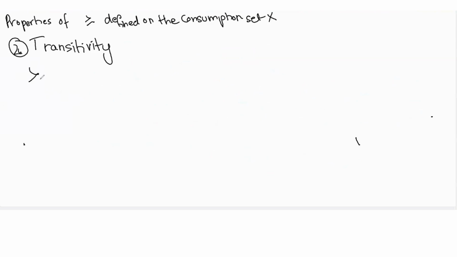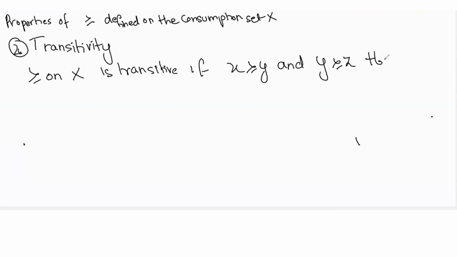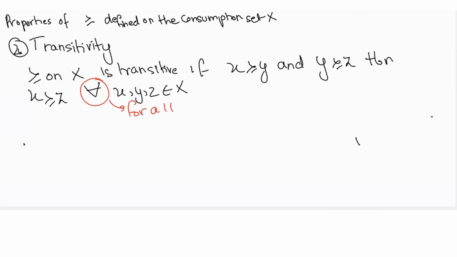Now, the preferred or indifferent relation on the consumption set X is transitive if X is preferred or indifferent to Y, and Y is preferred or indifferent to Z, then X is preferred or indifferent to Z. This holds for all X, Y, Z that belong to X. Now, what does this imply? Transitivity means that if X is preferred or indifferent to Y and Y is preferred or indifferent to Z, then X is preferred or indifferent to Z.